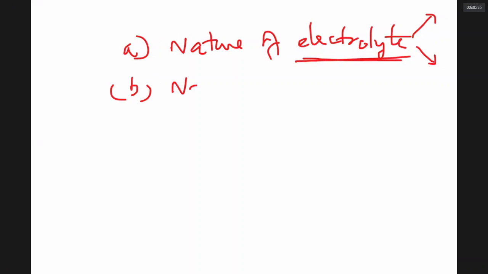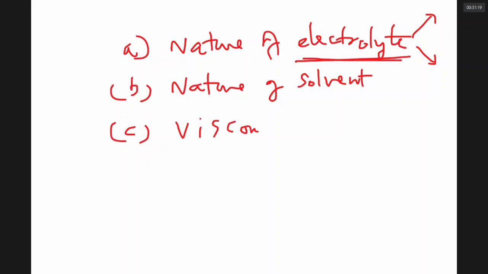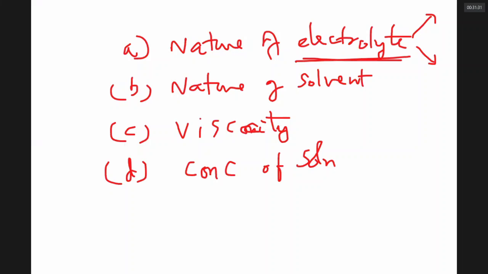In what material you have dissolved the salt? That is nature of solvent. Suppose if you are putting sugar in some oil, that won't conduct the current at all. If you are putting salt in water, it can conduct. If you put salt in alcohol, it may conduct less. Like that, nature of solvent also decides the conductance to some extent. Also, how viscous the solution is, viscosity of the solution affects the conductance. What is the concentration of the electrolyte, concentration of solution? We have seen the less is the concentration, more is the conductance. So conductance depends on concentration. Also, it depends on temperature.